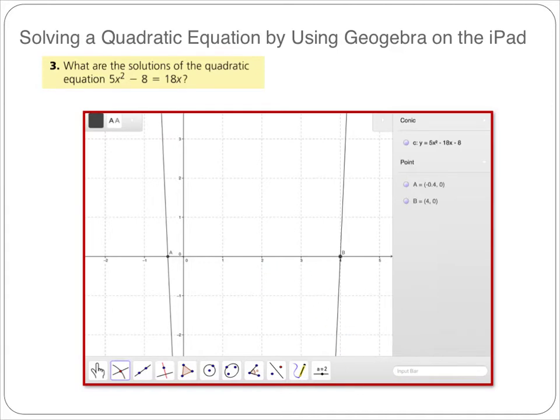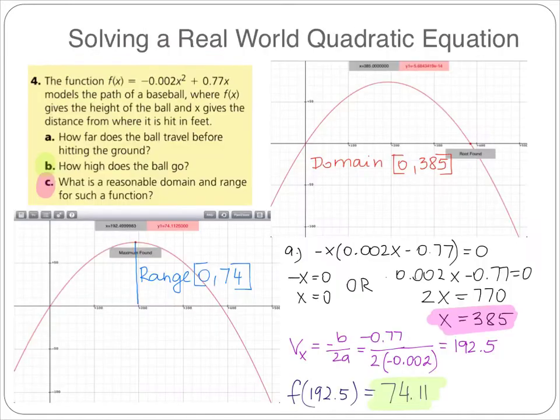All you have to do then is find the intersection, and with your little finger, you will just touch the intersection of the x-axis and the parabola, both sides, and GeoGebra will give you the two intersections or the two zeros of this function. Easy, is it not?